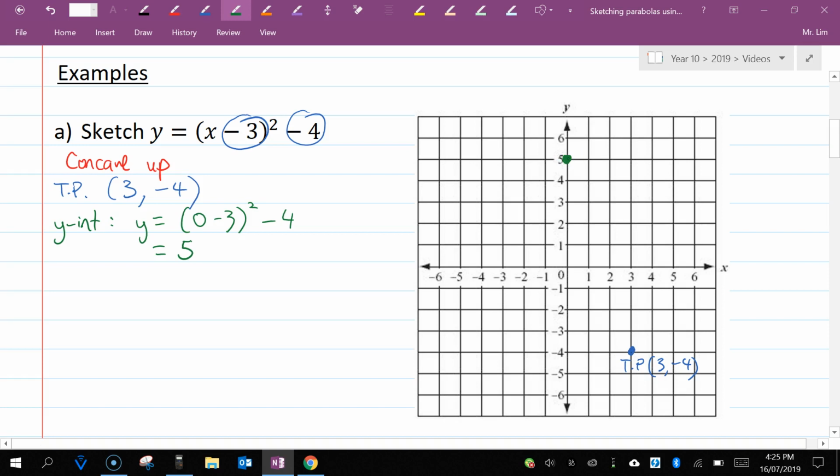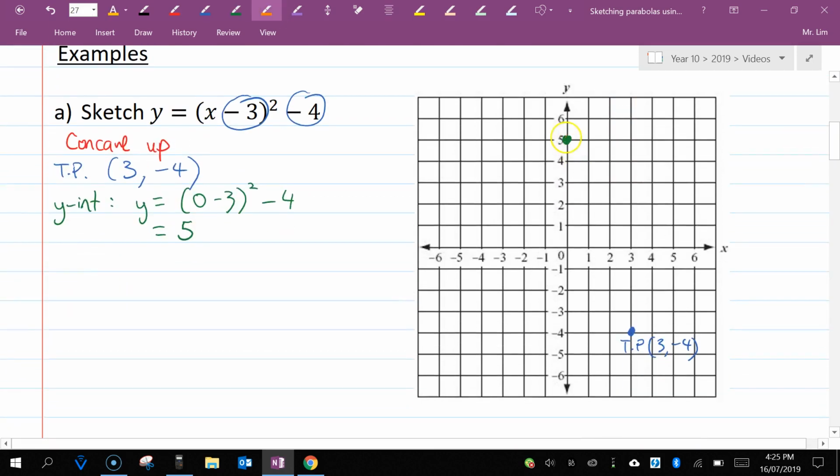Now, the last thing is to determine whether there are any x-intercepts, and if so, what are they? Well, because we know it's concave up, it's going to go something like this, right? We just don't know where it's going to cross the x-axis. But we do know it will. So to find the x-intercepts, we let y equal 0. So when y is 0, we have 0 equals (x minus 3) all squared minus 4. So that's from the question.